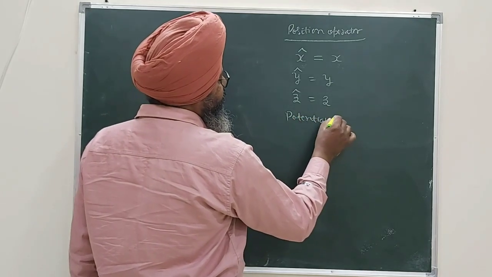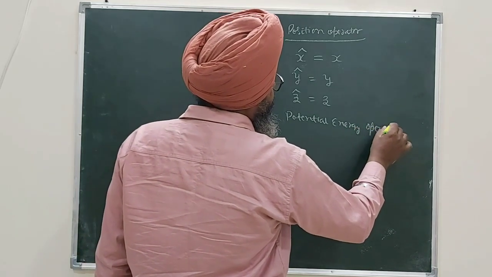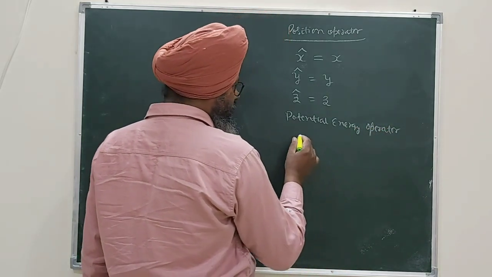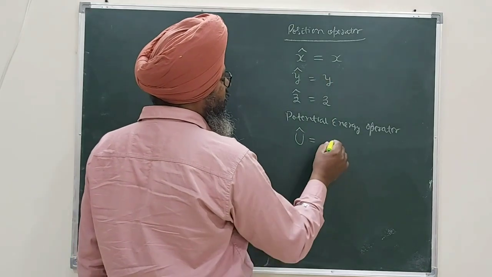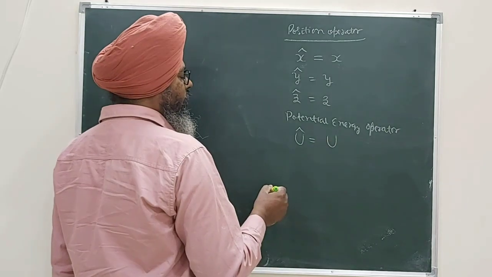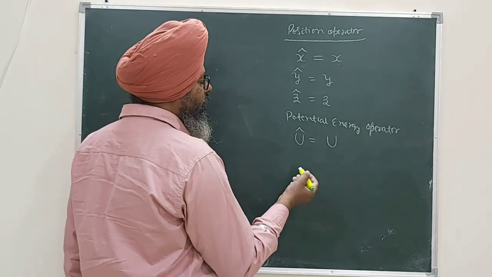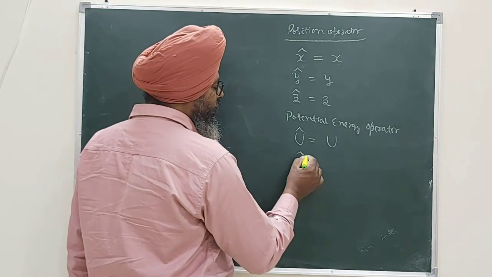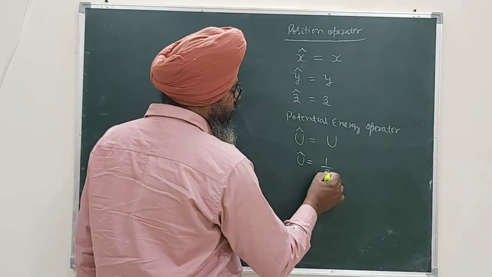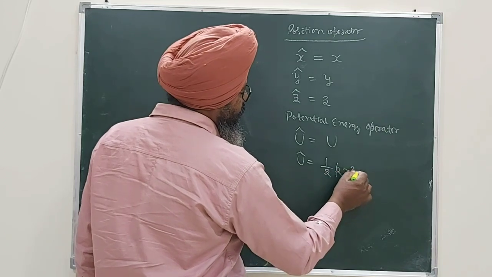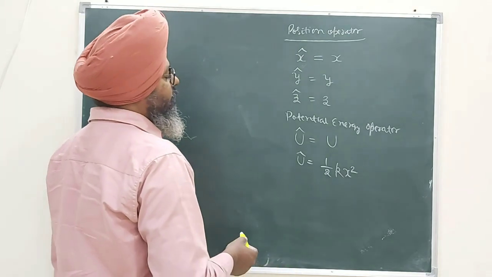Similarly, what are the operators for potential energy? Potential energy operator. So the potential energy operator U cap is again just like the position operators. It is equal to the potential energy itself. For example, let us say we are discussing the equation of a one-dimensional harmonic oscillator. Then the potential energy operator for a one-dimensional harmonic oscillator will be equal to half k x square, where k is the spring constant and the change in length is represented by x.